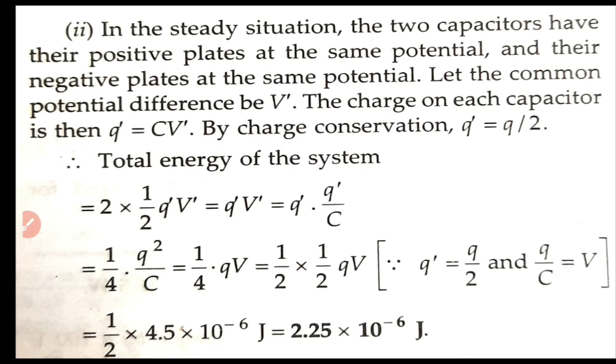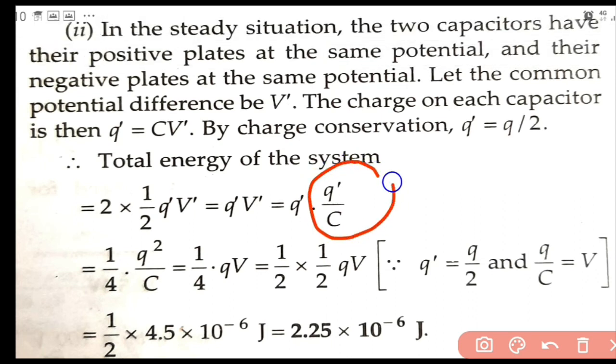Now what is V dash? V dash is Q dash by C. So substituting, we have these steps from which we get half into half QV. So this half QV is nothing but the energy which was stored previously, that means when the one capacitor was connected to the source. So half of that will be the total energy stored in the system. So total energy stored in the system will be 2.25 into 10 raised to minus 6 joules. So these are the steps given in the textbook.